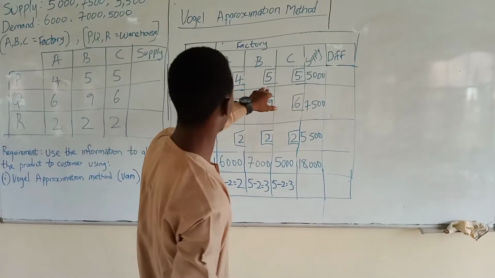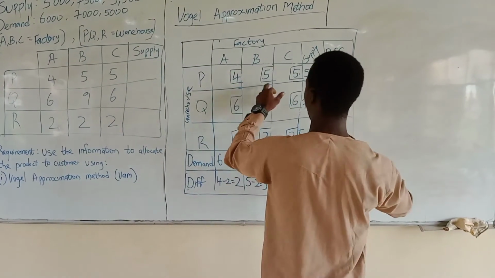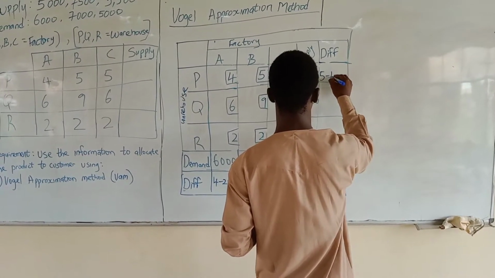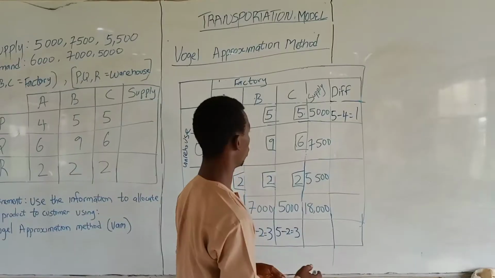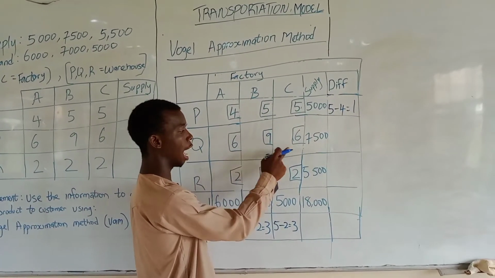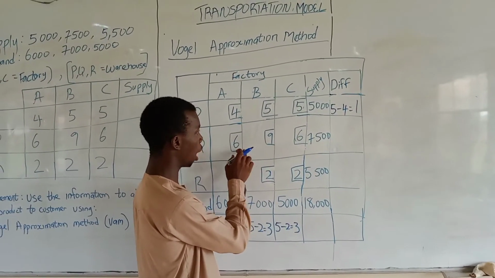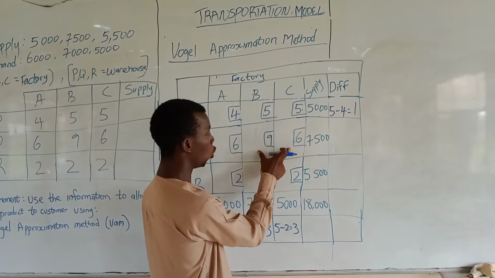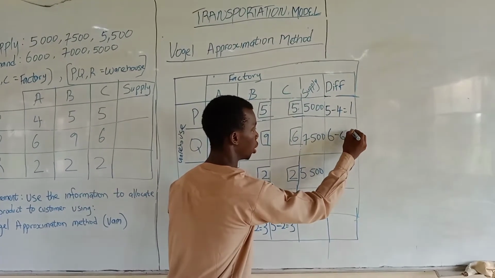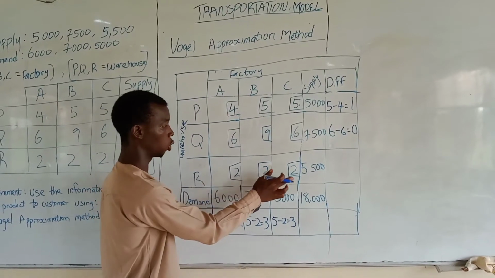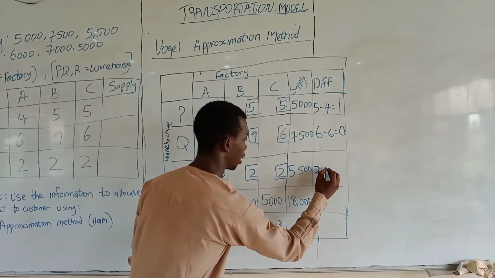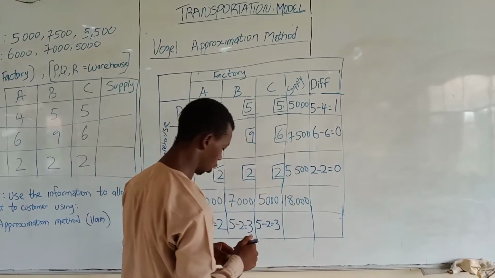We apply the same thing to the rows. We have 4, 5, and 5, so 4 and 5 are the two lowest. We subtract 5 minus 4, which is 1. The second row, we have 6, 9, and 6. The two lowest initial costs are 6 and 6, so 6 minus 6 equals 0. The last row has 2, 2, and 2, so the difference is 0.